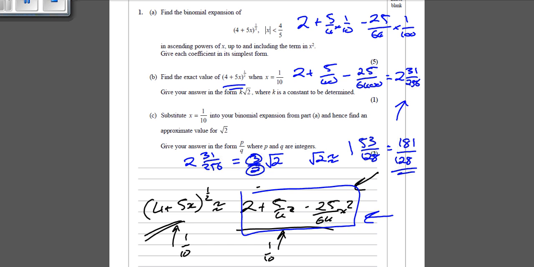So that's what you need to do for this question here. You need to be able to do the expansion. That's reasonably straightforward. We substitute in 1/10, and that was quite an easy mark to get. But the trickier part is making an approximation for root 2. And the whole thing with this is recognizing that when you substitute 1/10 in, you don't get root 2. You get 3 over 2, or 1.5 root 2. Which means that whatever your answer is, you need to divide by 1.5, and that should give you that there.